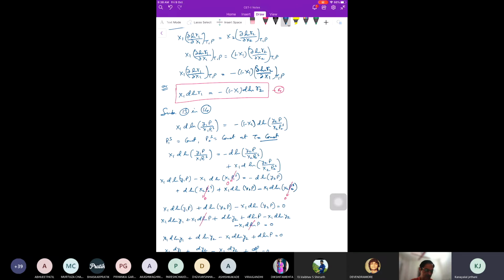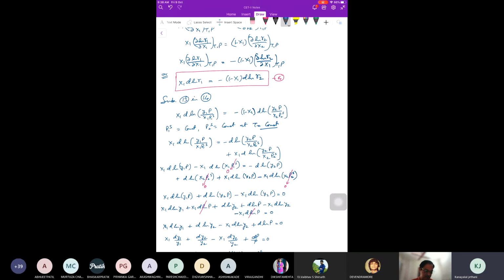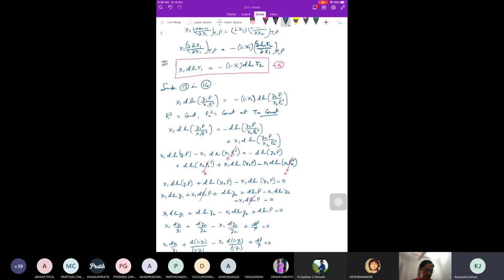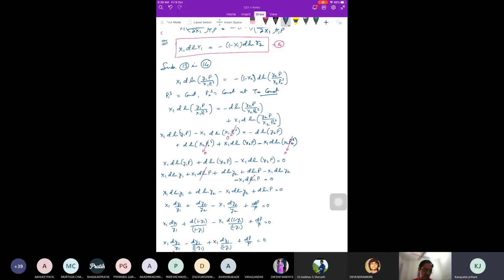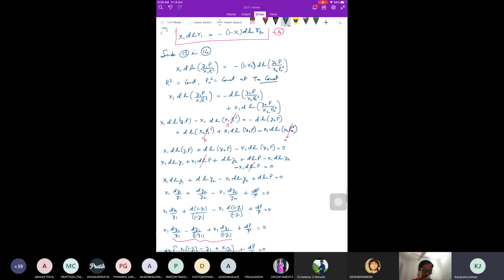So we can take P1s as constant. So x1 d ln y1 P upon x1 P1s is equal to minus, open this, d ln y2 P upon x2 P2s plus x1 d ln y2 P and x2 P2s, and this will be nothing but x1 d ln y1 P minus, denominator will become minus x1 into d ln x1 P1s is equal to minus d ln y2 P, minus minus plus, d ln x2 P2s plus x1 d ln y2 P minus x1 d ln x2 P2s, right? And we know that P1s is constant and P2s is constant, so d ln P2s is 0 and similarly d ln P1s is also 0. Okay?